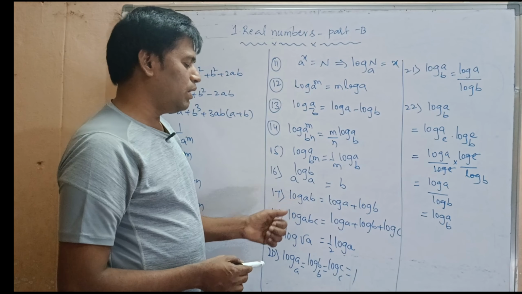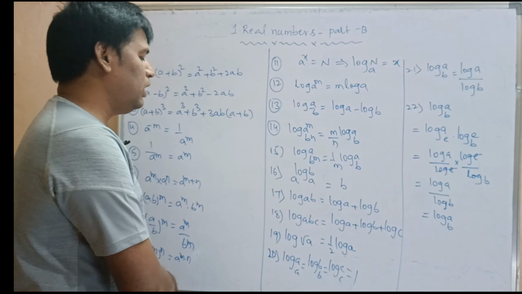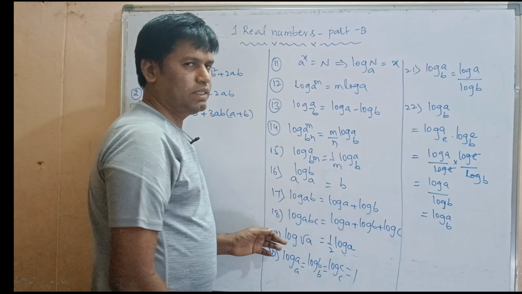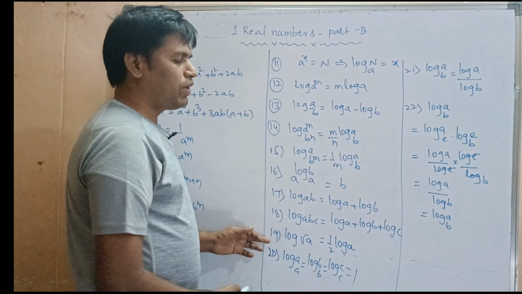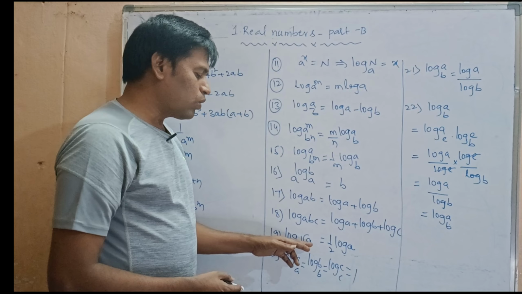Now log ab is equal to log a plus log b. Log abc is equal to log a plus log b plus log c. Next, another formula: log a power of means log root a.